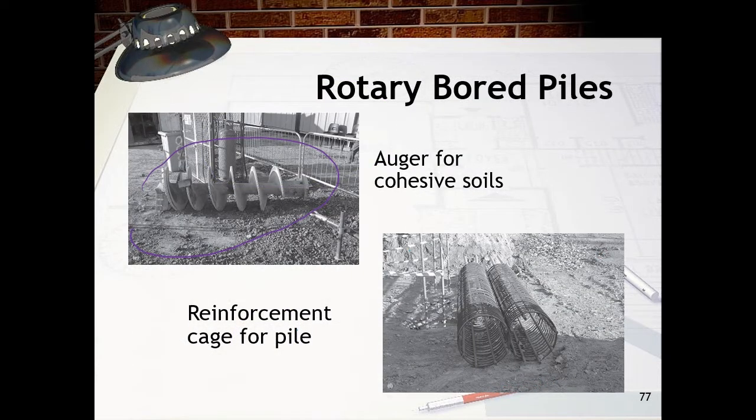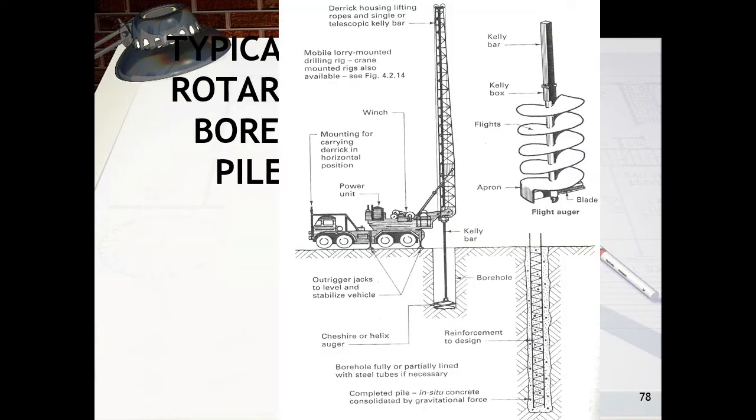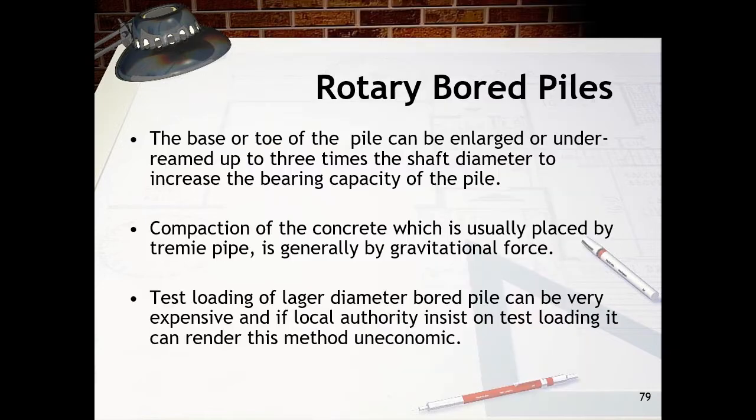This is the auger for cohesive soil and reinforcement cage for pile. So auger ni ada macam-macam jenis, contohnya Cheshire or helix auger ataupun mungkin other flight auger. Jadi normally kita akan korek dulu pakai this auger, and then kita akan masukkan the reinforcement cage, and then baru kita akan pour the concrete inside.